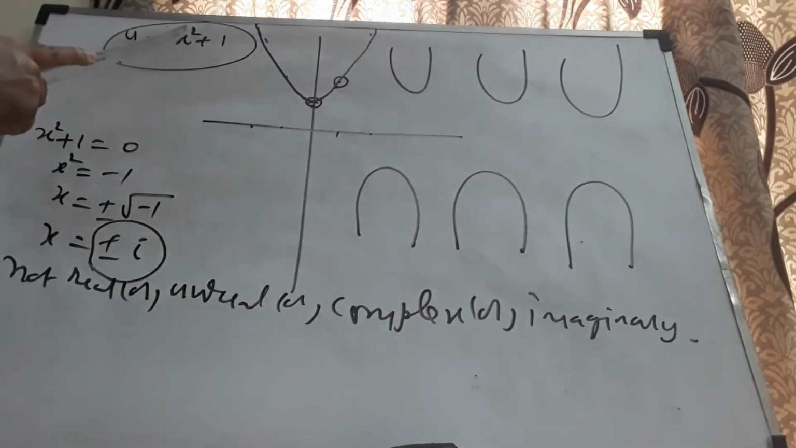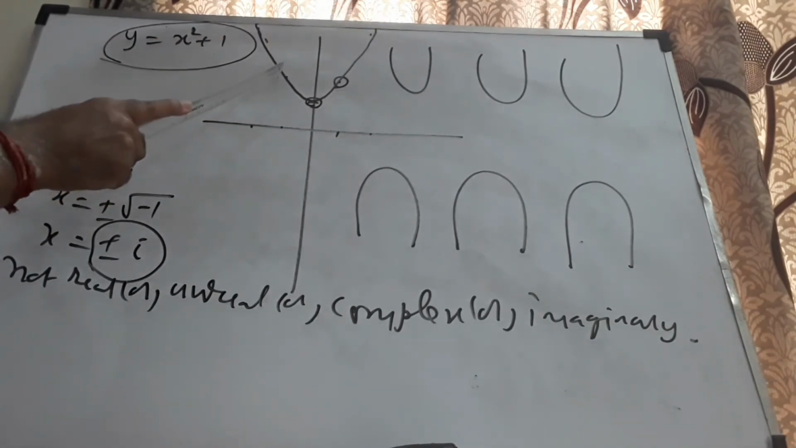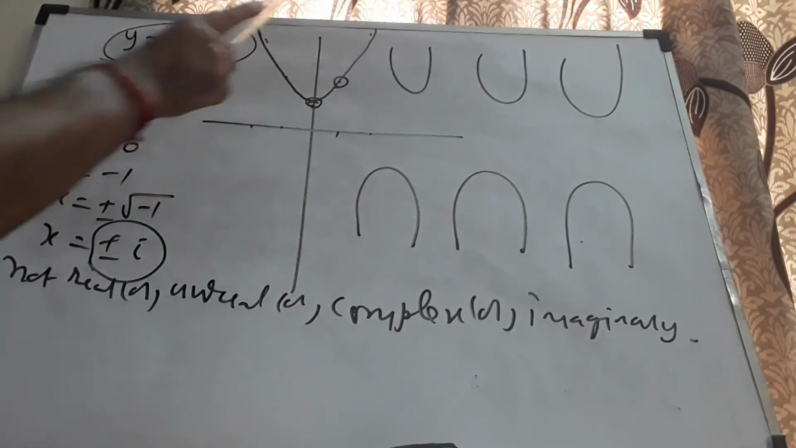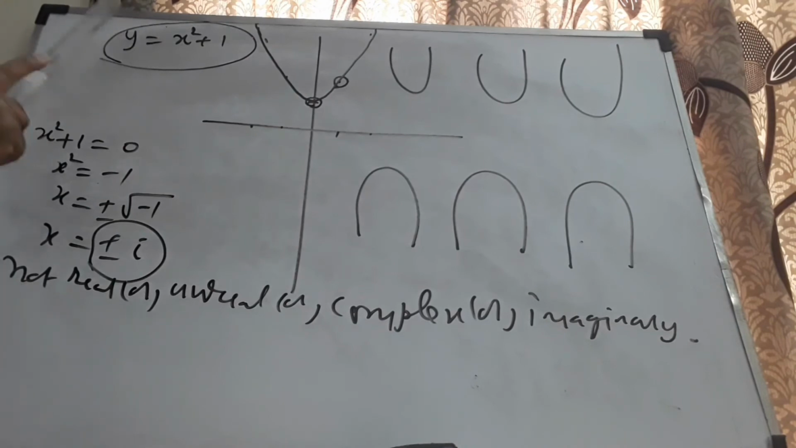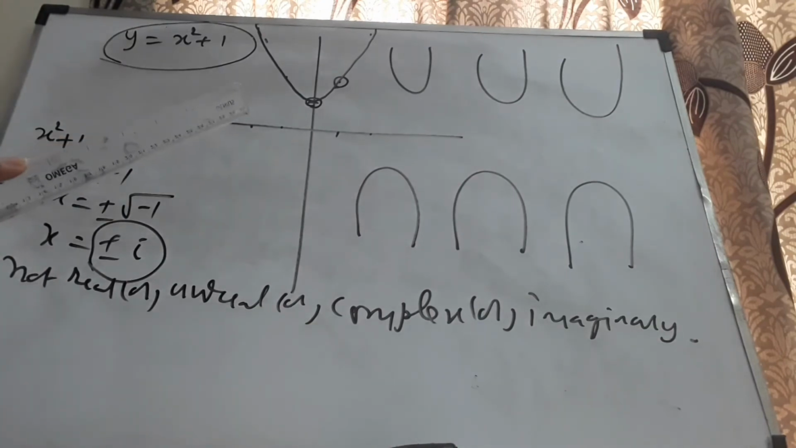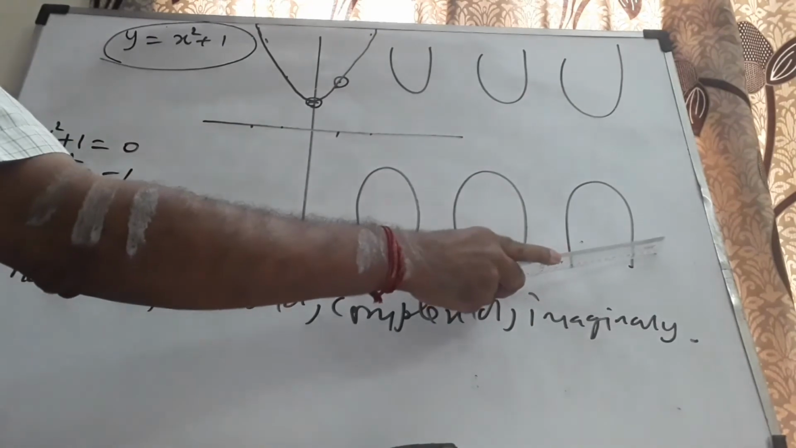While you look at the graph, when x is 0, y is 1, when x is 1, y is 2, when x is 2, y is 5, when x is minus 1, it is again 2, for minus 2, it is 5, therefore it will be a parabola like this. If you get the graph of such a parabola, it will never intersect the x-axis. It will be above the x-axis or below the x-axis, as drawn in the various cases like this.